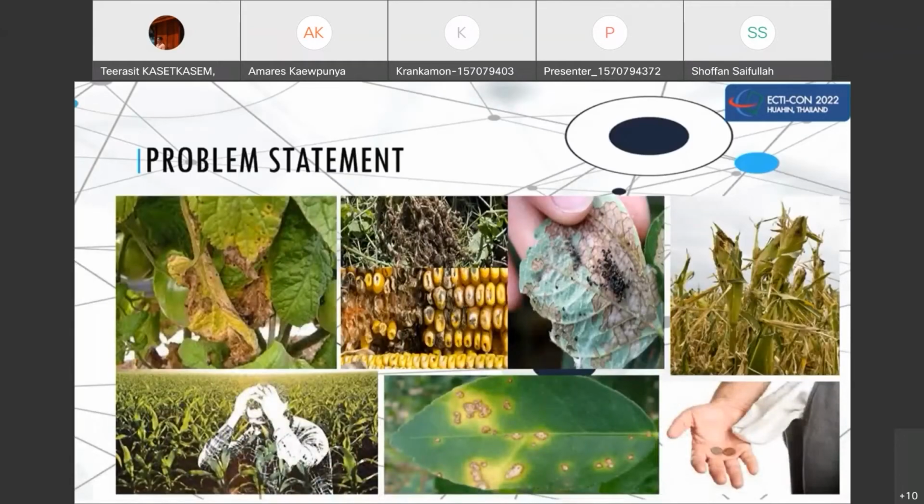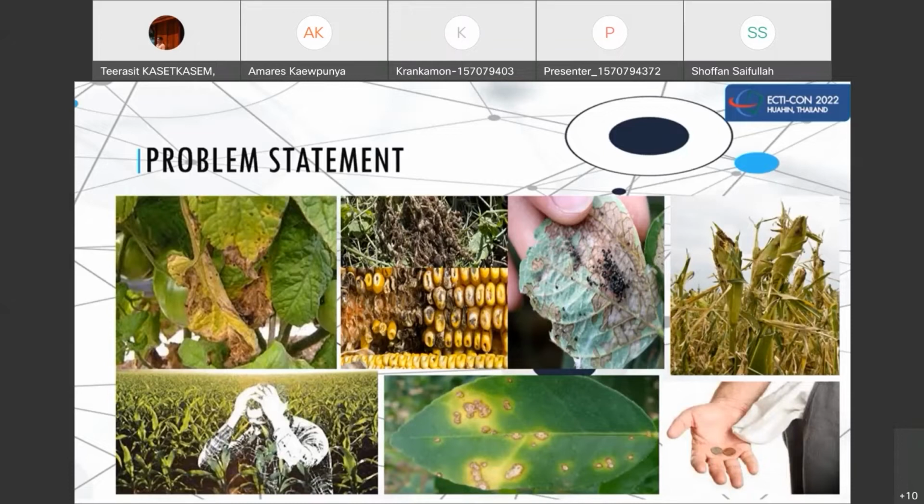Next would be the problem statement. Agriculture is one of the backbones of every country's economy. The first key thought of this study is to help reduce the burden on the farmers. Farmers have a wide range of options when it comes to choosing acceptable crops and finding the right treatment and insecticide for their plants. Plant disease causes a significant decline in the quality and production of agriculture products.